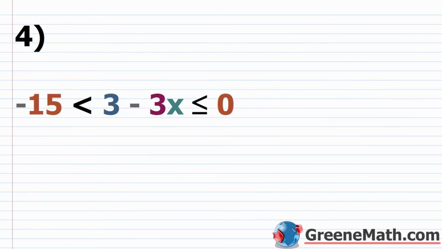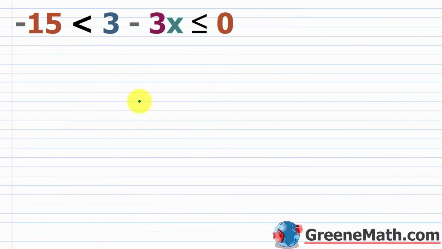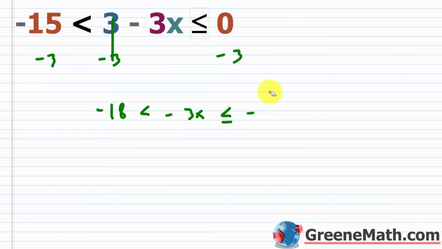Okay, so for problem number 4, looks like we have that 3 minus 3x is greater than -15 and less than or equal to 0. So what I'll do here is subtract 3 away from each part to get things started. All the way on the left, -15 minus 3 would be -18. Then we have less than. This would cancel, you'd have this -3x here, and then we have the less than or equal to. 0 minus 3 would be -3. Let me make this 3 a little bit better. I don't think that's very legible.